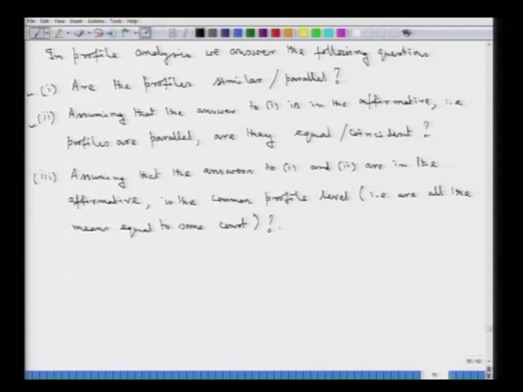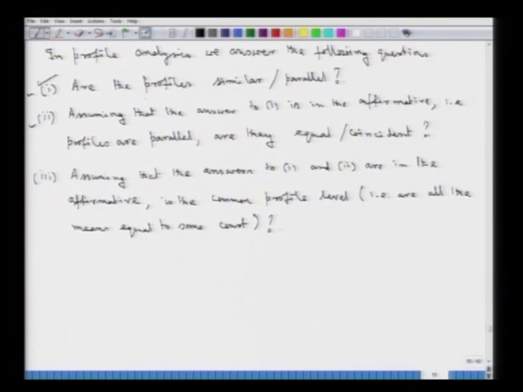So that is the third type of question that is usually addressed in the profile analysis. I hope this is clear. What is the sequence of the testing, or rather the sequence of answering these questions? First we look at this particular question to be answered.